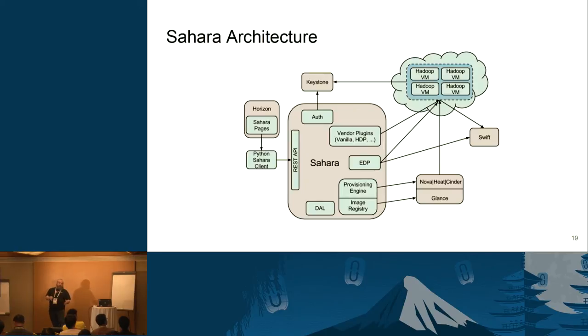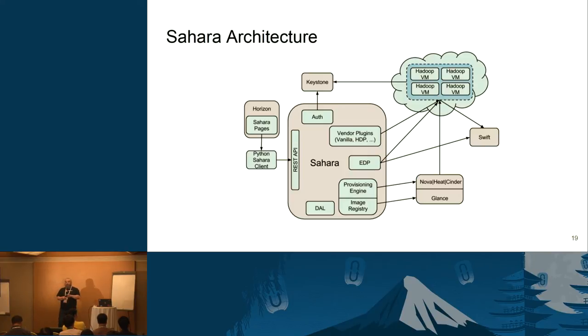And then in the upper right, you'll see we've got visualized here as a cloud, whatever your cluster is. In this case, we're showing an example of a Hadoop cluster that's made up of various VMs. And those VMs can communicate with Swift using a credentialing system based off the user who's logged in. It can take data from Swift and bring it into the cluster, or store data that's being generated in the cluster back out to Swift.